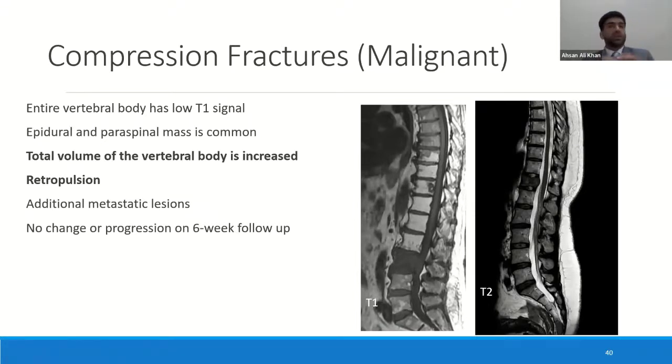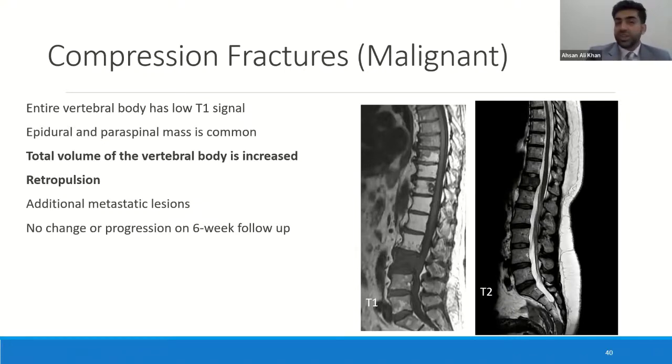I think that's one of the very important features that we should remember: the volume of the body in osteoporotic fractures is reduced, and the total volume of the body in malignant compression fractures is increased. And the other important feature is the retropulsion. So here you can see this retropulsion. It's not that much, but you can see a bulge of the vertebral body on the thecal side, a kind of compression. And of course, there is a history of additional metastatic lesions as well.